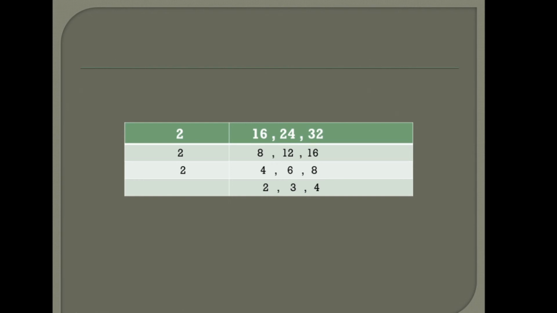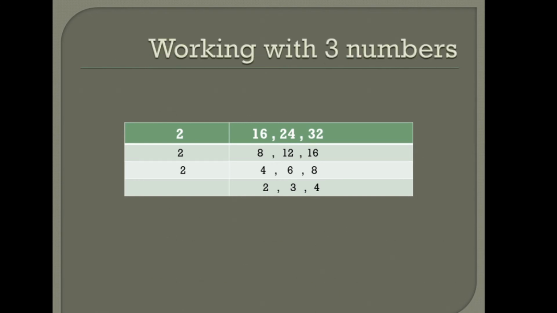Now let's move on. This time I will explain the working with 3 numbers. Okay, the numbers are the same: 16, 24 and 32. Now the same thing, I have to check by which number I can divide all 3 of them. For that there is a possibility of 2. Every time we will go with the smallest prime number. We usually prefer to go with the smallest prime number.